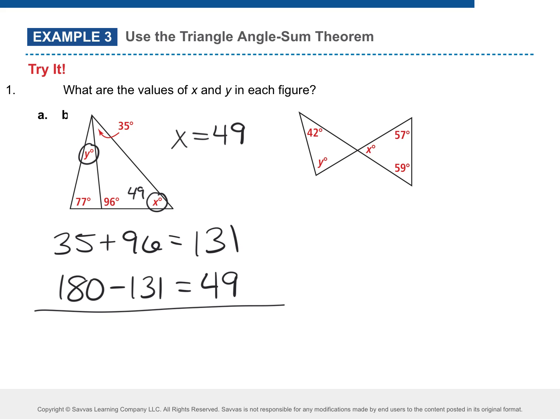Okay, I want to ask you a couple questions. Could I figure out y by comparing it to 35? Can I compare these two angles? Why not? Do we know what these two angles add up to be? No. So we can't use 35 to help us. Looking down here, can I use the 77 to help me right now?